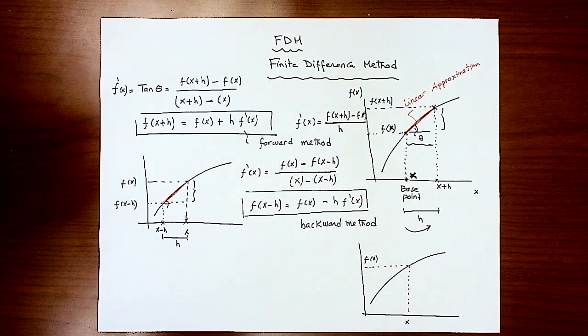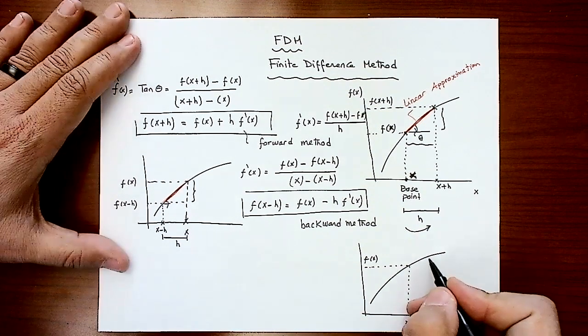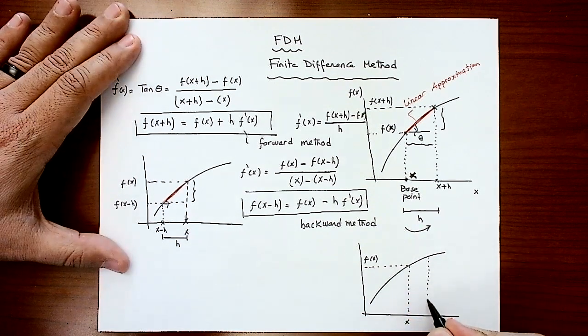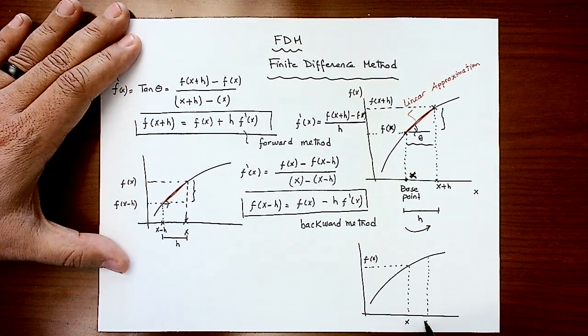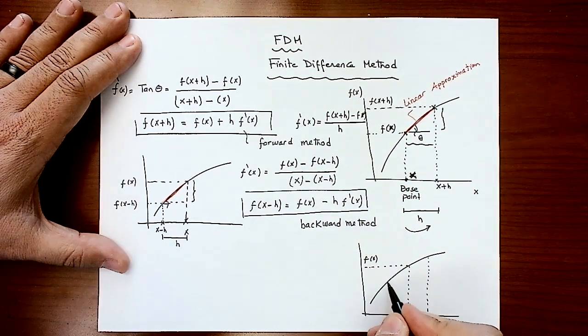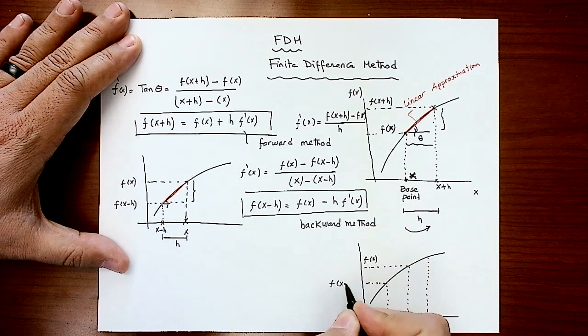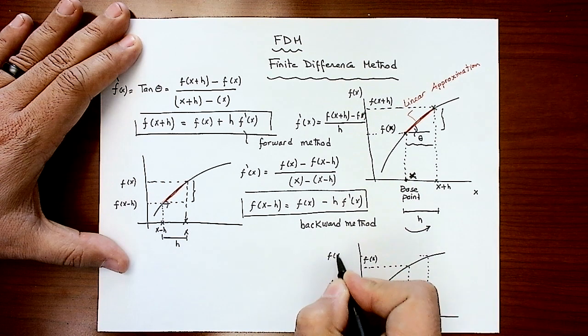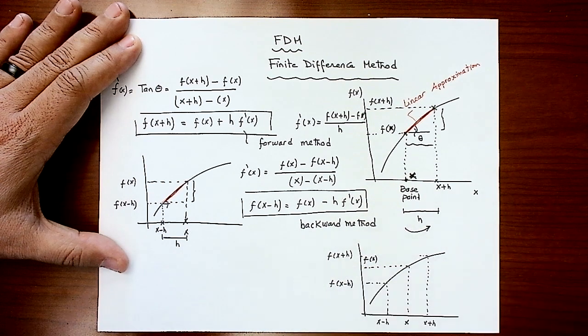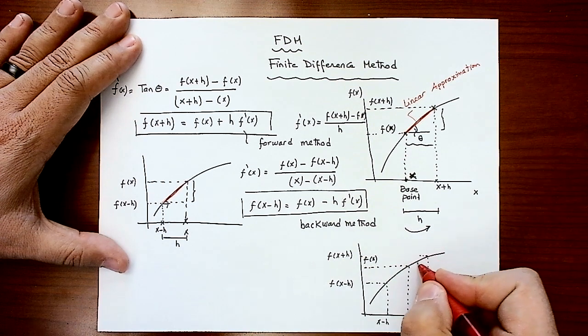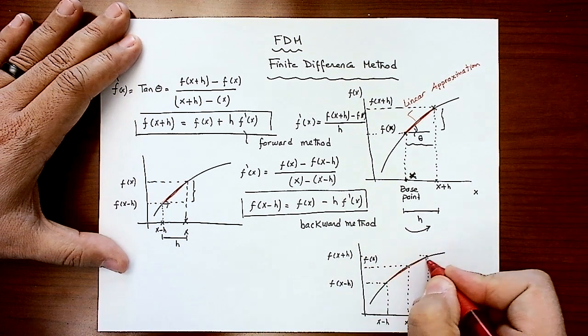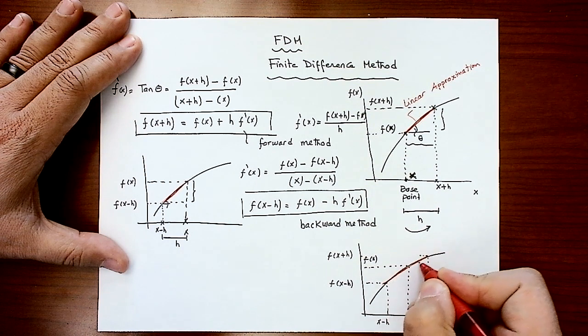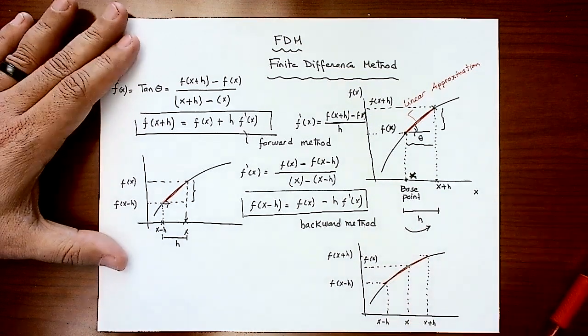I would pick 2 points, actually. I would pick a forward point at coordinate x plus h, and another point at coordinate x minus h. So this is f of x minus h. The function here will be f of x plus h. Now I can fit the selected points in a linear relationship, and the approximation could also be valid.